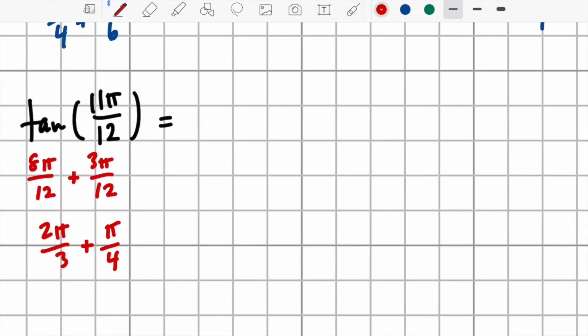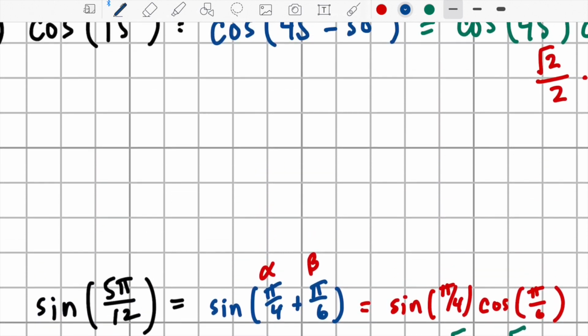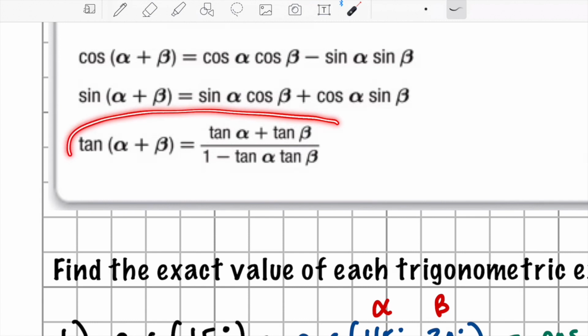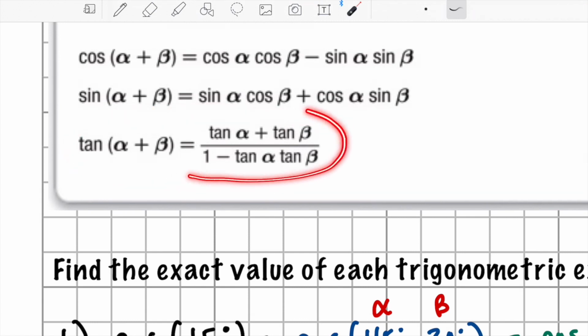So now let's rewrite it: tangent of 2 pi over 3 plus pi over 4. So this is a sum. So let's look at our table. Now we're going to look at this one. So I want to write it just like that.